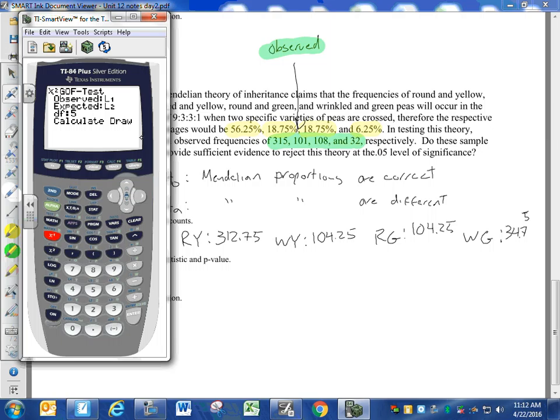Okay, L1, L2, degrees of freedom is now 3. We have 4 categories, minus 1 is 3. Calculate. We get a p-value of 0.925.